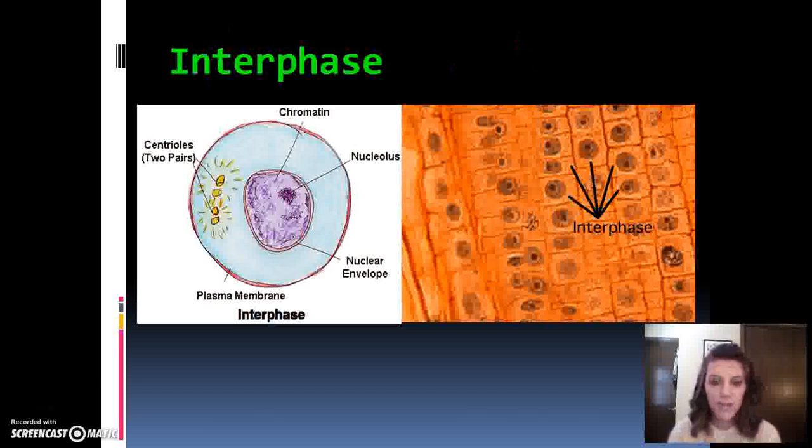So we've got some different pictures here, and you'll have an opportunity to see them in real cells as well. Some key things that you're looking for in interphase: you're going to be able to see the nucleus, and you're going to have the DNA in the chromatin form. So it's just going to be big squiggly lines there. So you've got these pictures right here showing you some interphase cells.